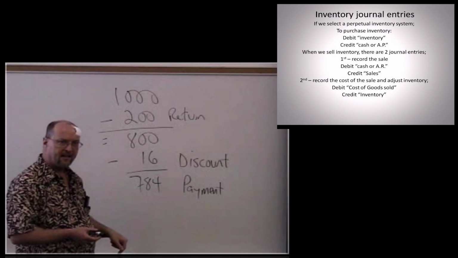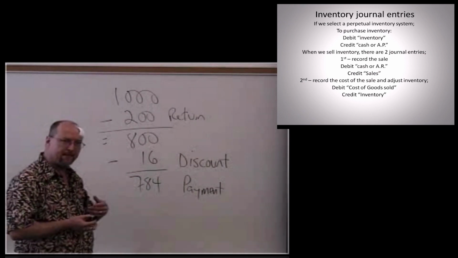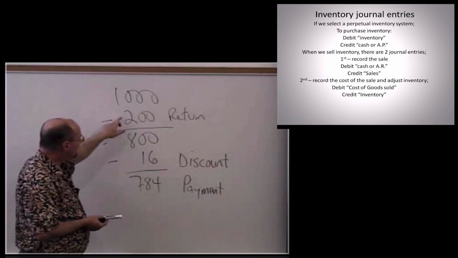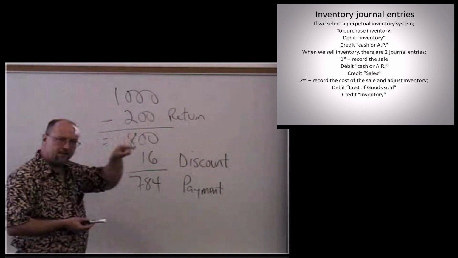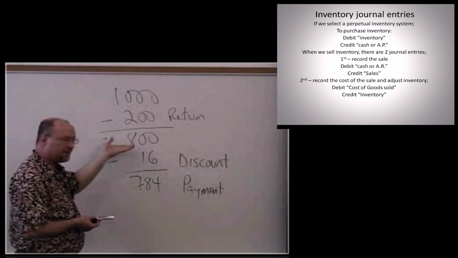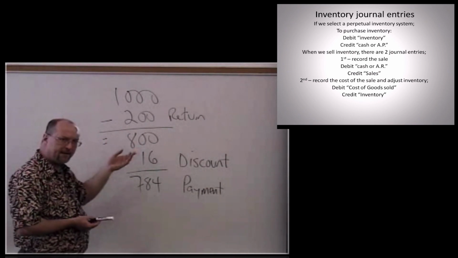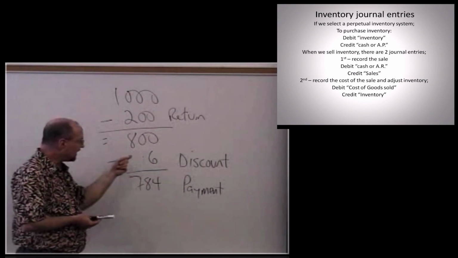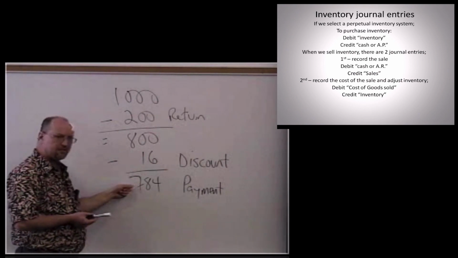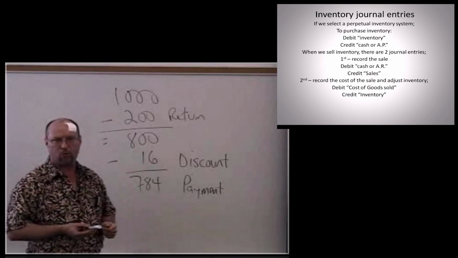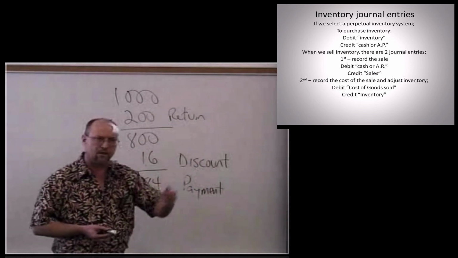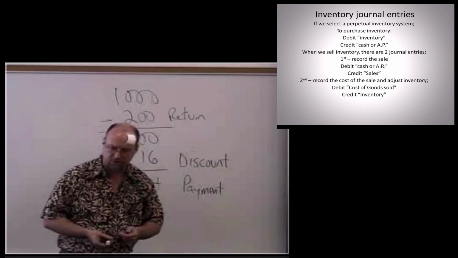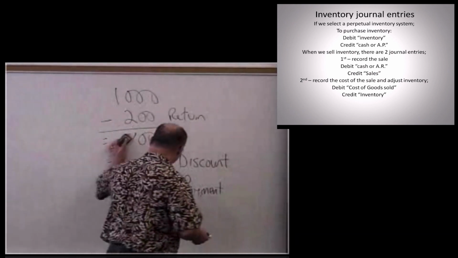Okay? Inventory, if this were a purchase from the vendor, I debited inventory for 1,000. When I returned $200, I credited inventory for 200, so I have an 800 balance in inventory. And if I pay my vendor within 10 days, I'm saving $16, so I'm going to credit inventory again, since the real cost of my inventory was $784. Okay? And your book explains this in detail. Okay, but it's important that you understand mathematically what's going on here.